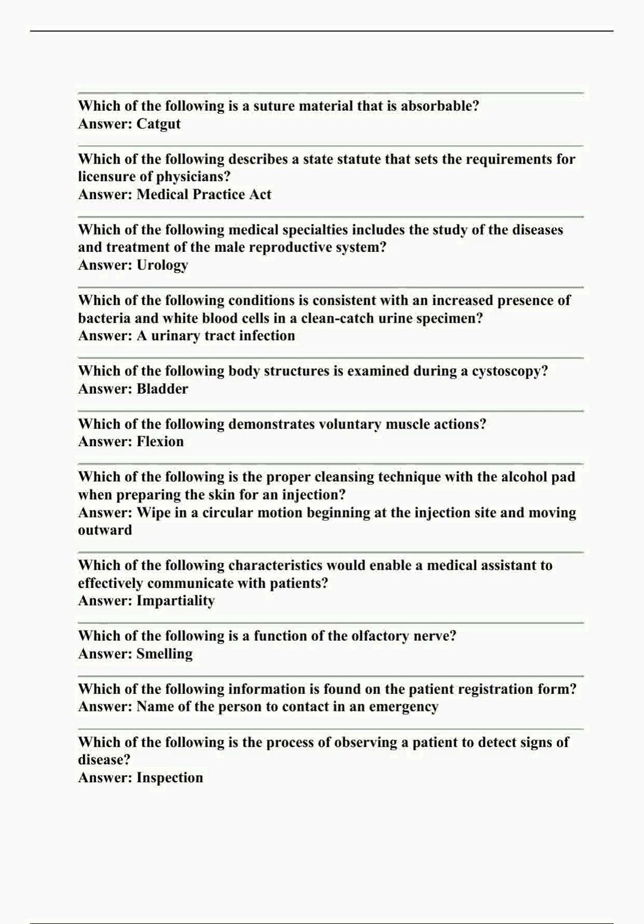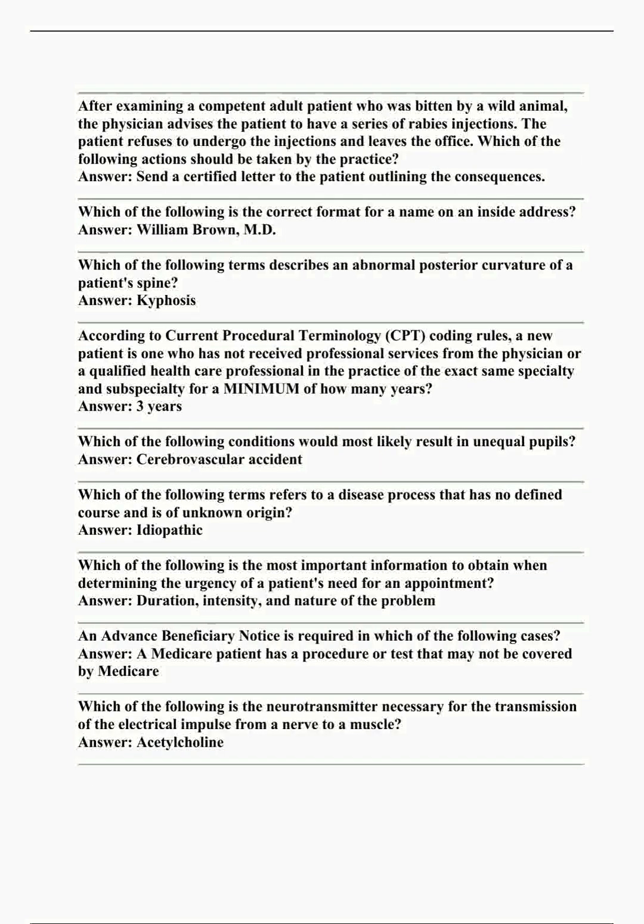Which of the following is the process of observing a patient to detect signs of disease? Answer: inspection. After examining a competent adult patient who was bitten by a wild animal, the physician advises the patient to have a series of rabies injections. The patient refuses to undergo the injections and leaves the office. Which of the following actions should be taken by the practice? Answer: send a certified letter to the patient outlining the consequences.